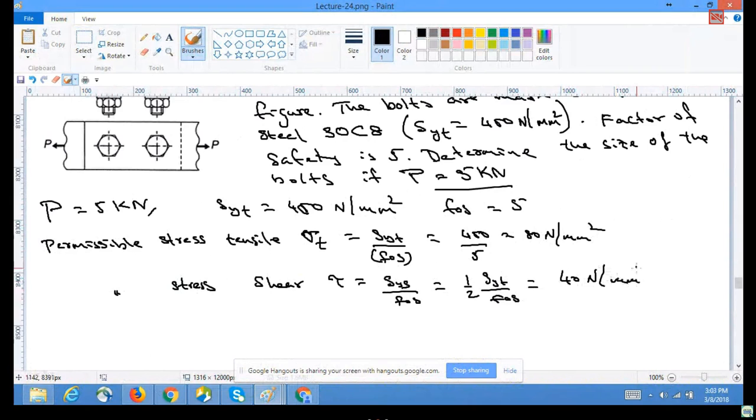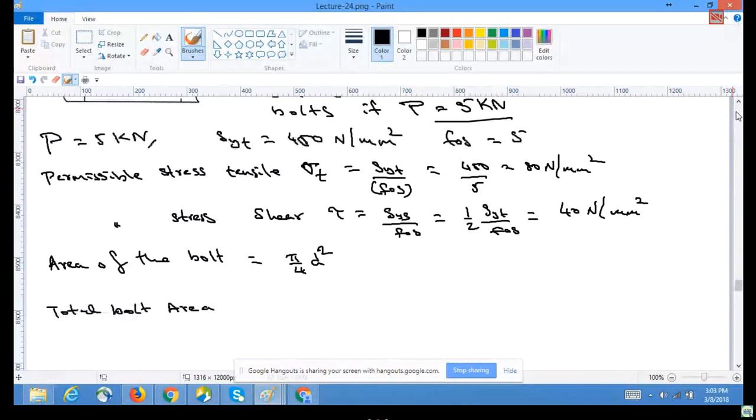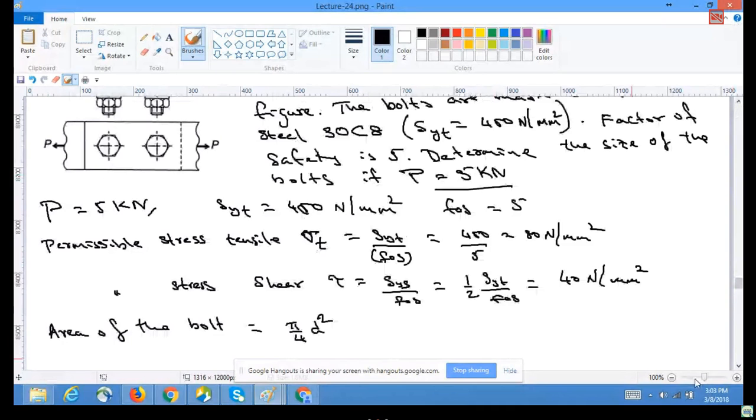is pi by 4 d square. So total bolt area is 2 times of it because we have 2 such bolts under shear.